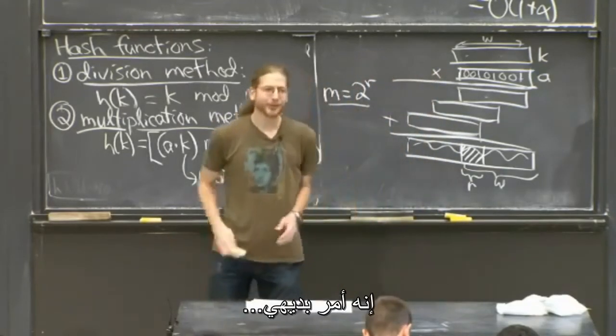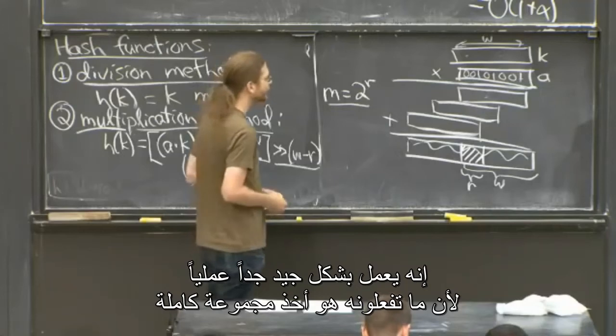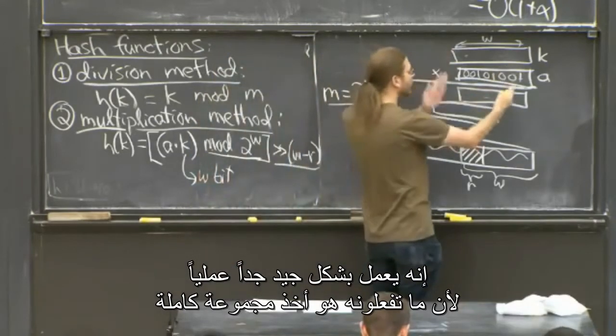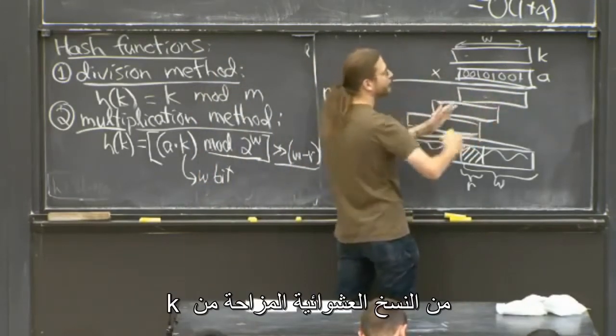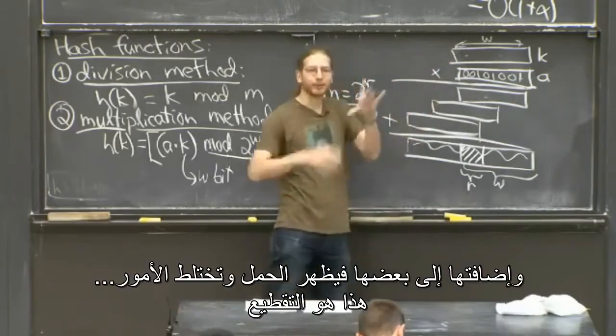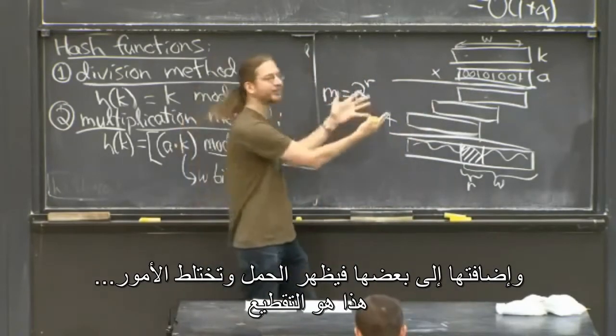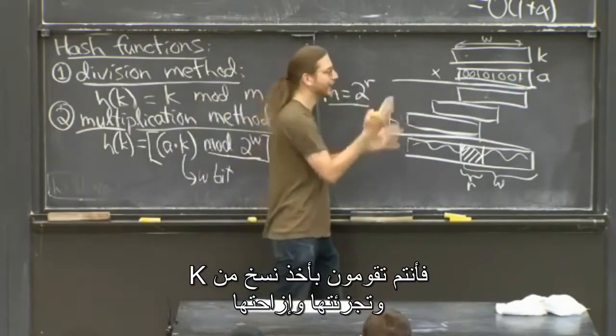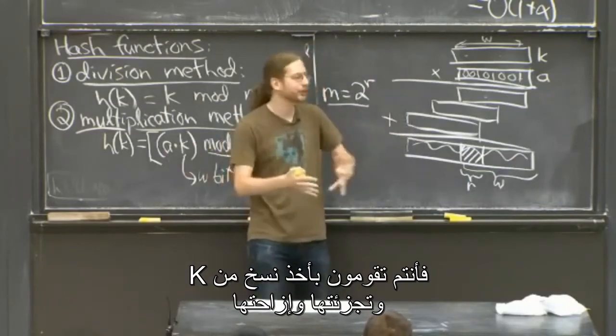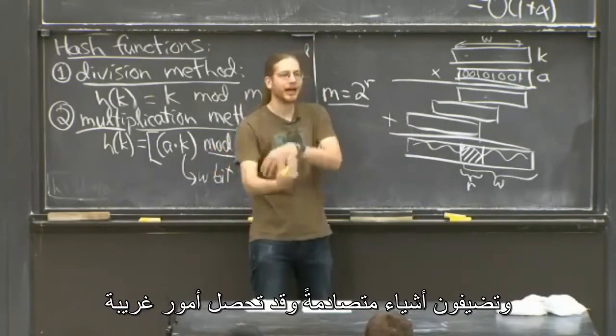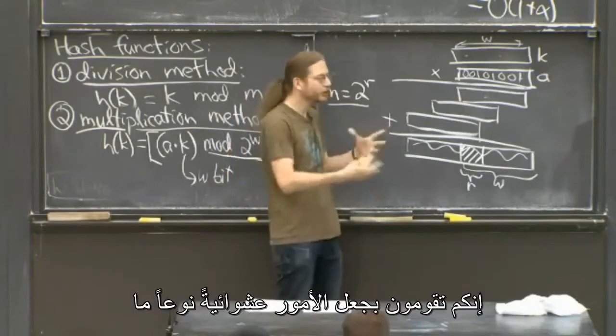It's intuitive. In practice, it works quite well because what you're doing is taking a whole bunch of randomly shifted copies of k, adding them up, you get carries, things get mixed up. This is hashing. You're taking k, cutting it up while you're shifting it around, adding things, and they collide, and weird stuff happens. You sort of randomize stuff.